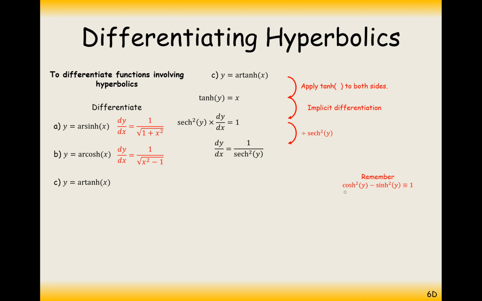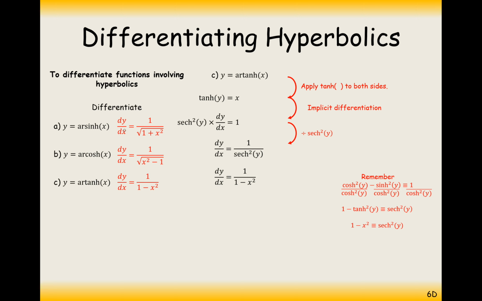So remember that we've got cosh squared y minus sinh squared y equals 1. What we'll do with that is divide everything by cosh squared y. Why am I doing that? Well, I want to create a tanh somewhere and a sech somewhere. So you can see that both of those will appear. So it's going to be 1 minus tanh squared y that will equal sech squared y. So we now know that sech squared y can be replaced with 1 minus tanh squared y, and if tanh y is x, then we can replace sech squared with 1 minus x squared. So the answer to this question is dy by dx equals 1 over 1 minus x squared.